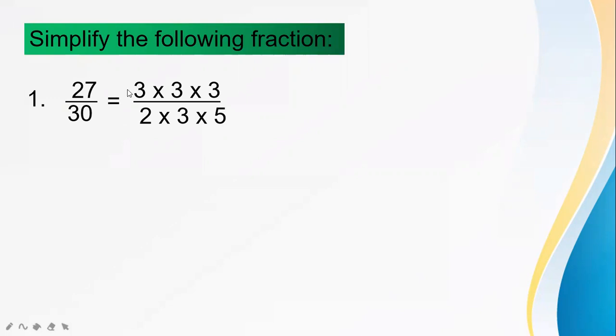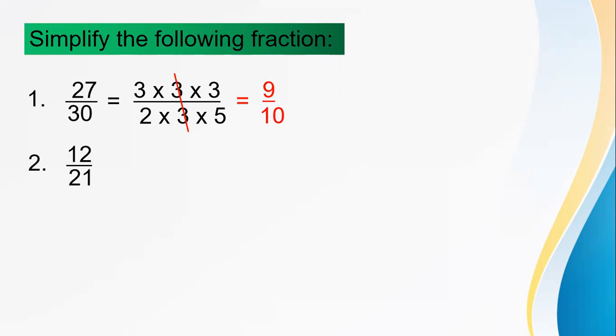After you get the factors of the numerator and denominator, all you have to do is cancel the common factor. This is the common factor, 3. Cancel out. The remaining factors of the numerator are 3, then 3, multiply. The remaining factors of the denominator are 2 and 5, multiply, and therefore the answer is 9 over 10.